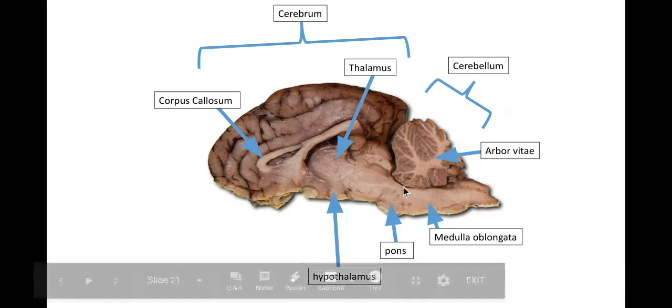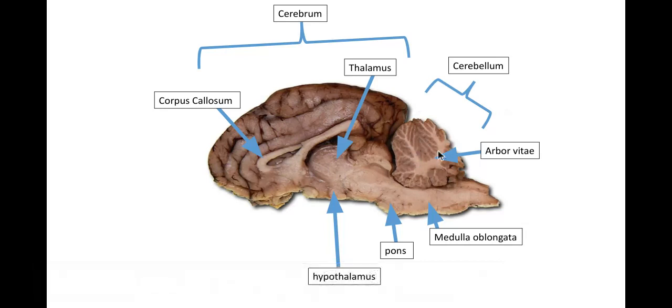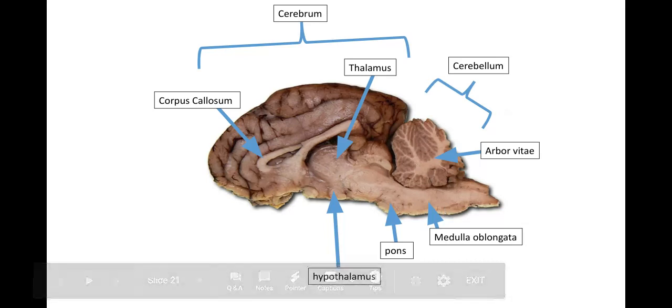You've got your cerebellum with this branching white matter, the arbor vitae. Remembering the folds on the outside are the folia. You've got your diencephalon area here, leading into your pons and medulla oblongata of your brainstem.